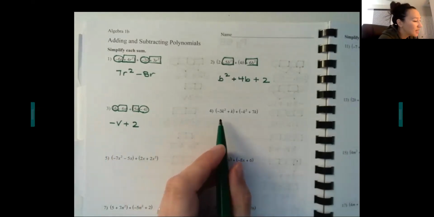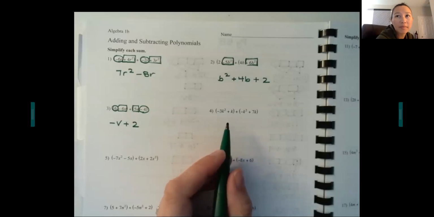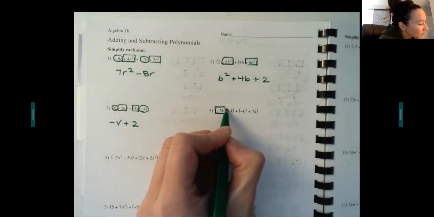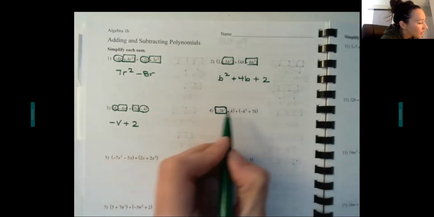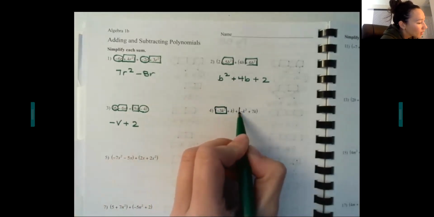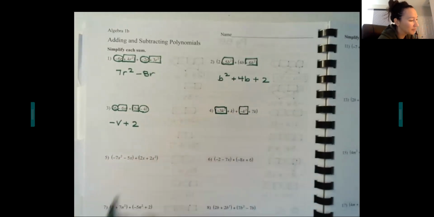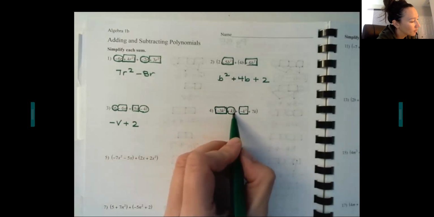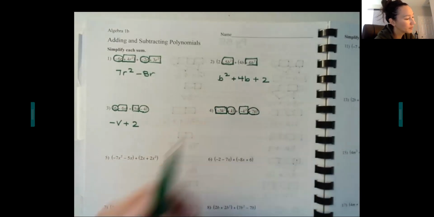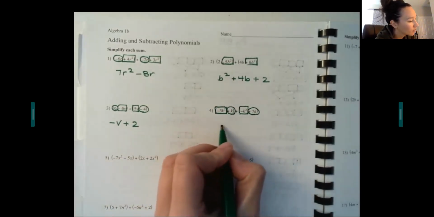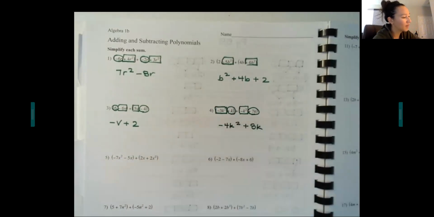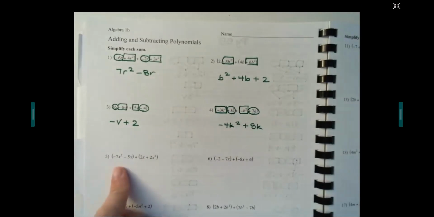Okay, Candace, number 4. So I boxed negative 3k to the second power and negative k to the second power. Good. And then I circled 1k and 7k. Good. And so I got negative 4k to the second power plus 8k. Excellent. Very good. Thank you.